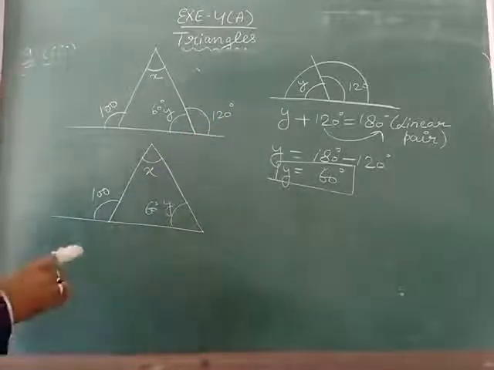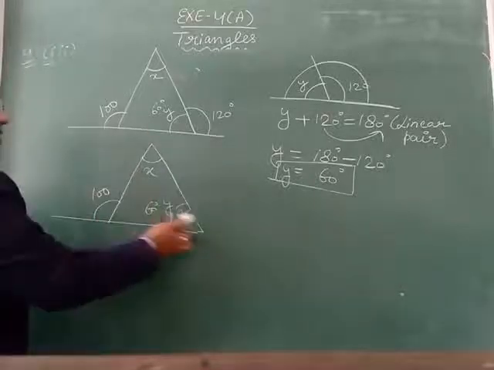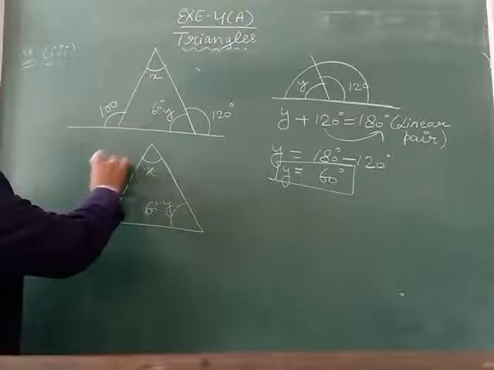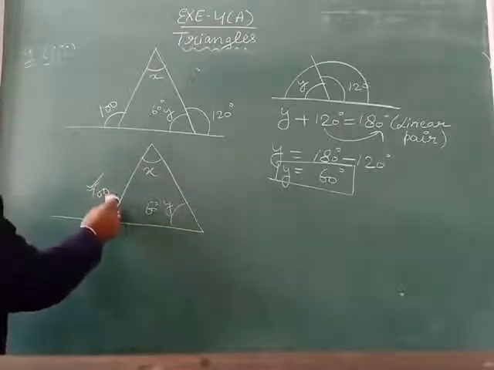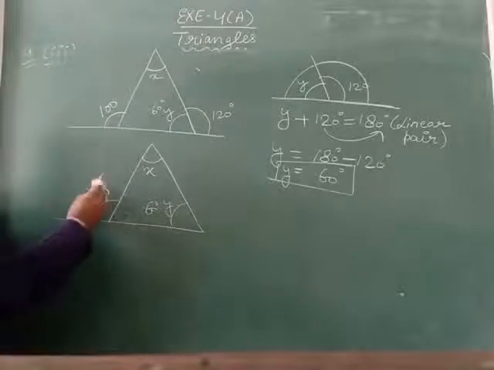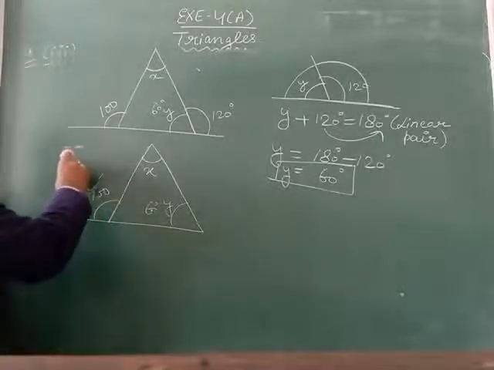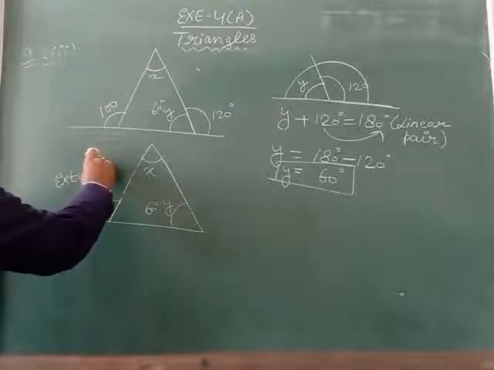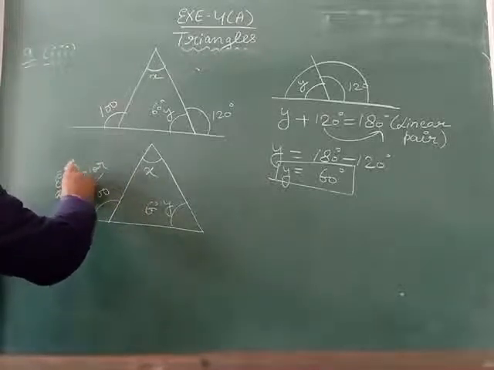So here you will observe this is the triangle, and in this triangle one angle is outside the triangle. Such an angle which is coming outside the triangle is known as exterior angle. Exterior means bahar wala. This is the exterior angle of a triangle.